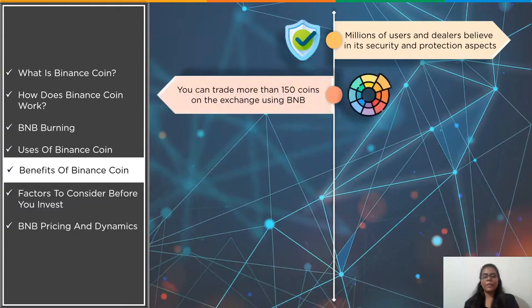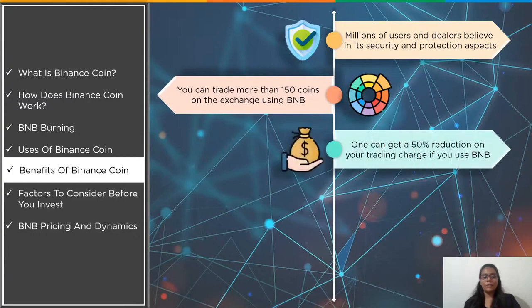Next is secure and trustworthy. Binance already has millions of cryptocurrency users and dealers who rely on the platform and believe in the security and protection aspects of this exchange. To keep your funds safe, the exchange uses a multi-cluster and multi-tier system framework, as well as secure asset funds for users.